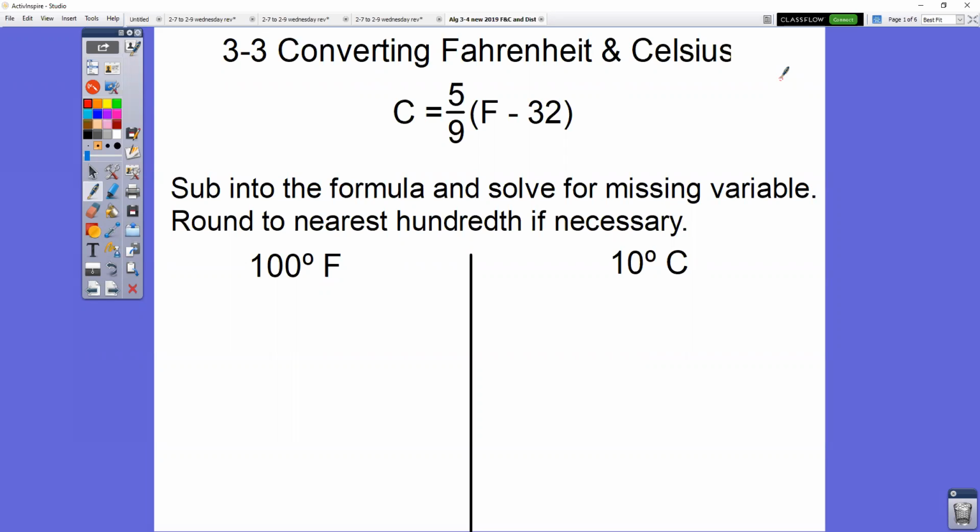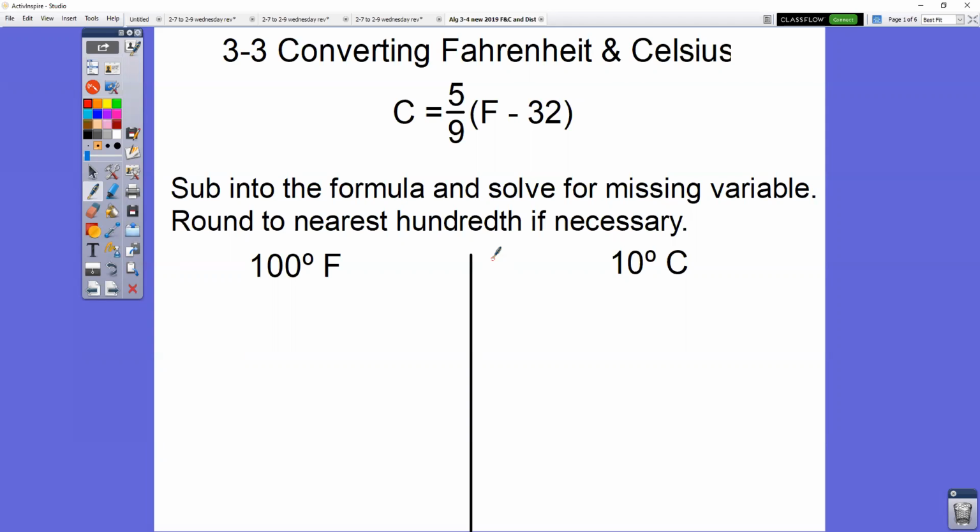All right. There is a formula that you are given. You're given C equals 5/9 times (F minus 32). So that's going to be the formula that we're going to use for converting Fahrenheit and Celsius. All that you're going to do is you're going to be either given Fahrenheit or given Celsius. You have to sub it into the formula and then solve for the missing variable. We're just going to round to the nearest hundredth if necessary. All right, so that's 2 decimal places.